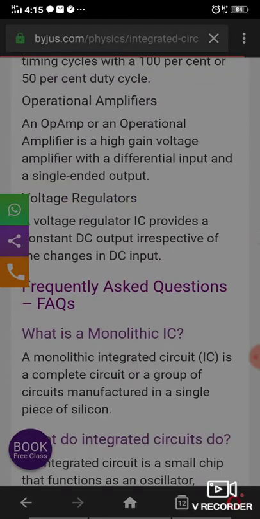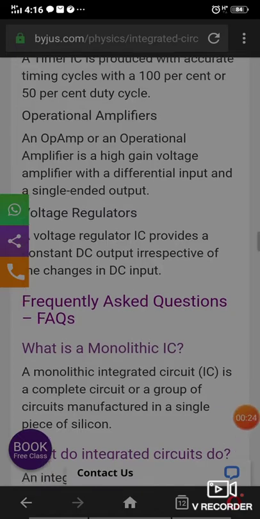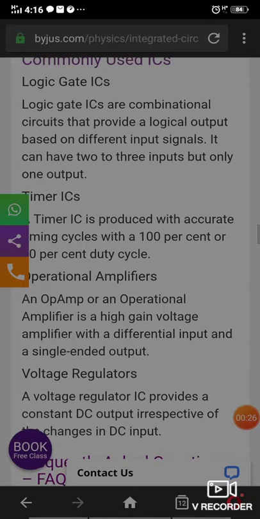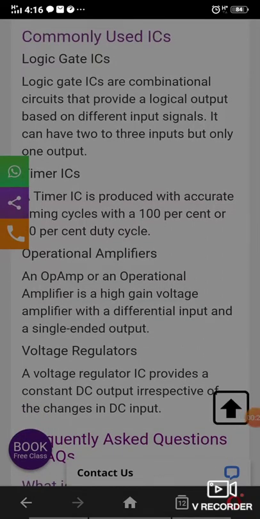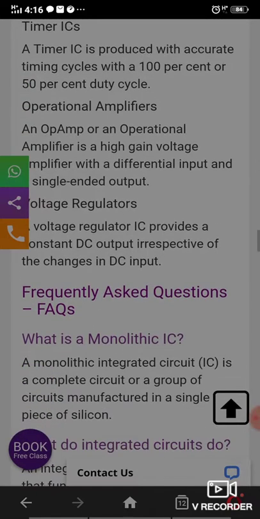In our previous video we discussed what an IC is, and a little bit about IC examples like op-amp, voltage regulator, timer IC, and logic gates. A very brief concept we learned. Now we will look at some questions which come to our mind.